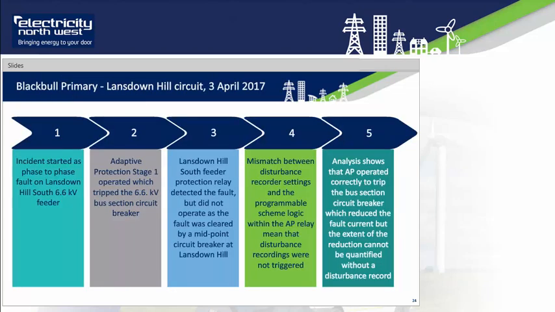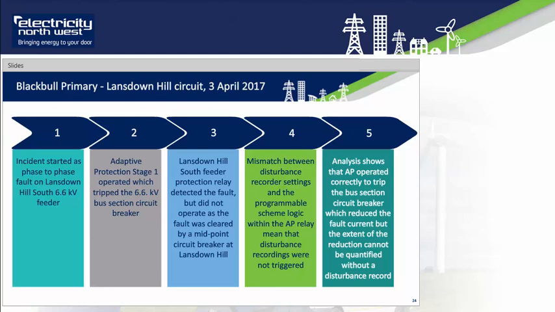The next fault we did actually have was adaptive protection again on the 3rd of April at Black Bull. Unfortunately, we do not have a waveform present, but the incident started as a phase-to-phase fault on Lansdowne Hill 6.6 kV feeder. The adaptive protection stage 1 operated, which tripped the 6.6 kV bus section.